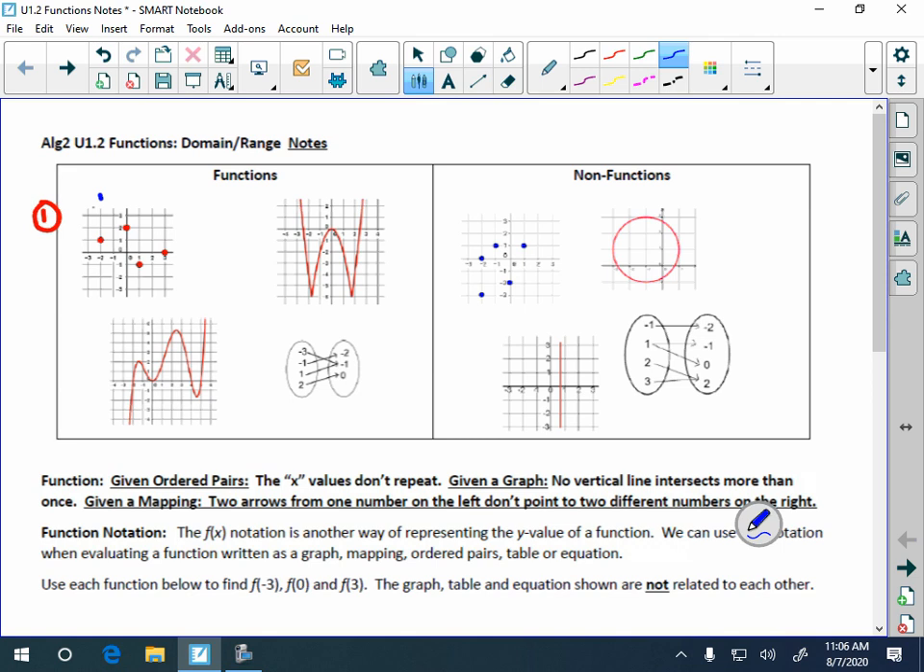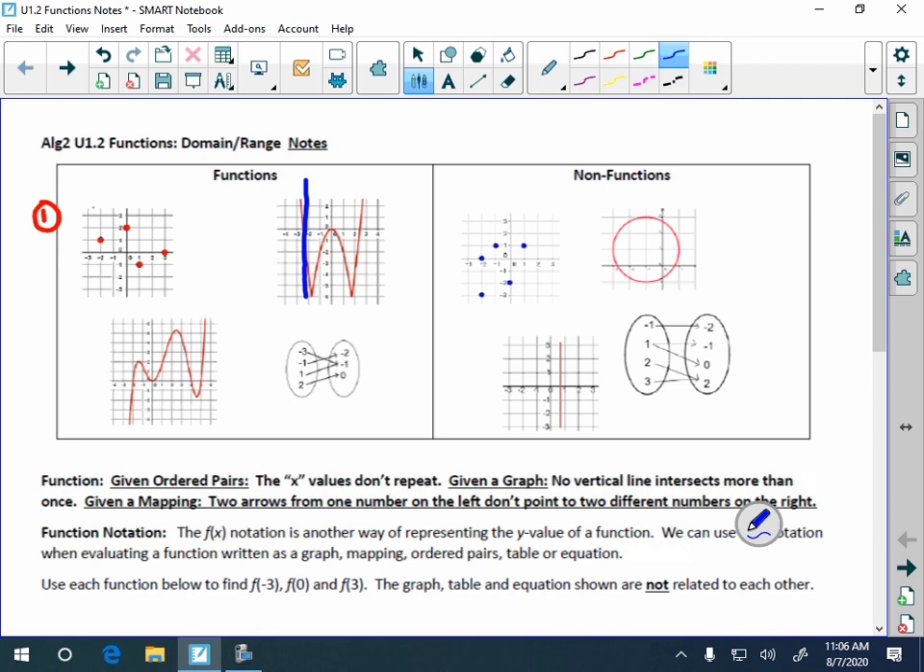If I were to draw a vertical line, each vertical line that's drawn is only going to intersect one of these dots each time. There's not a vertical line that can be drawn that intersects two dots at the same time. And that's typically how you can tell a function is a function, by looking at its graph. All right, and then we can look at all these other ones.